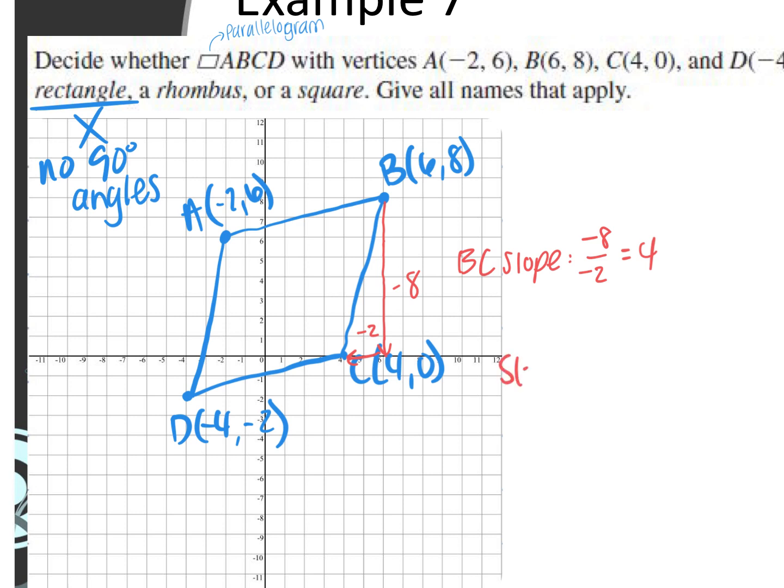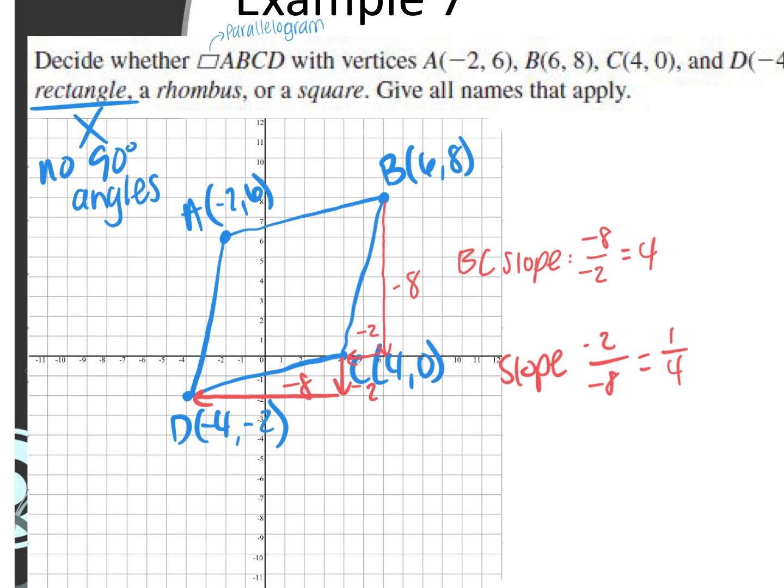Now the slope, let's take a side that's next to it, of CD, we're going down 2, so -2. And then to the left, 1, 2, 3, 4, 5, 6, 7, 8, -8. That slope is -2 over -8, which is +1/4. Are these opposite reciprocals of one another? Yes.